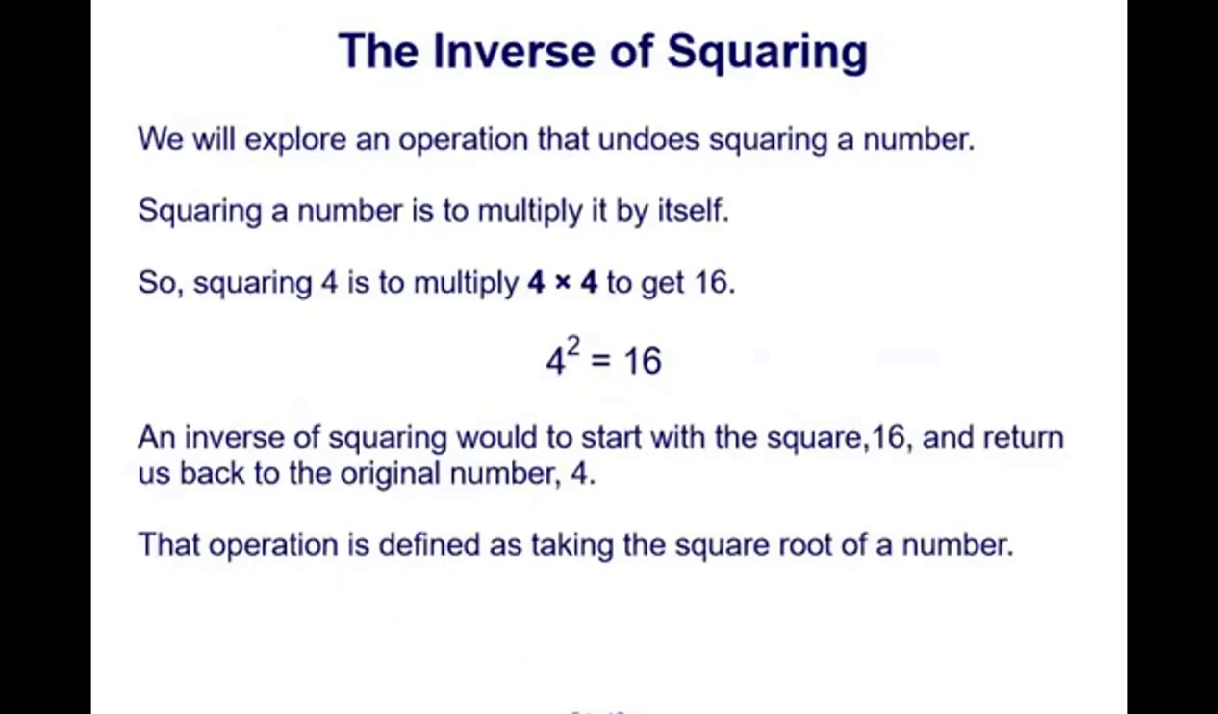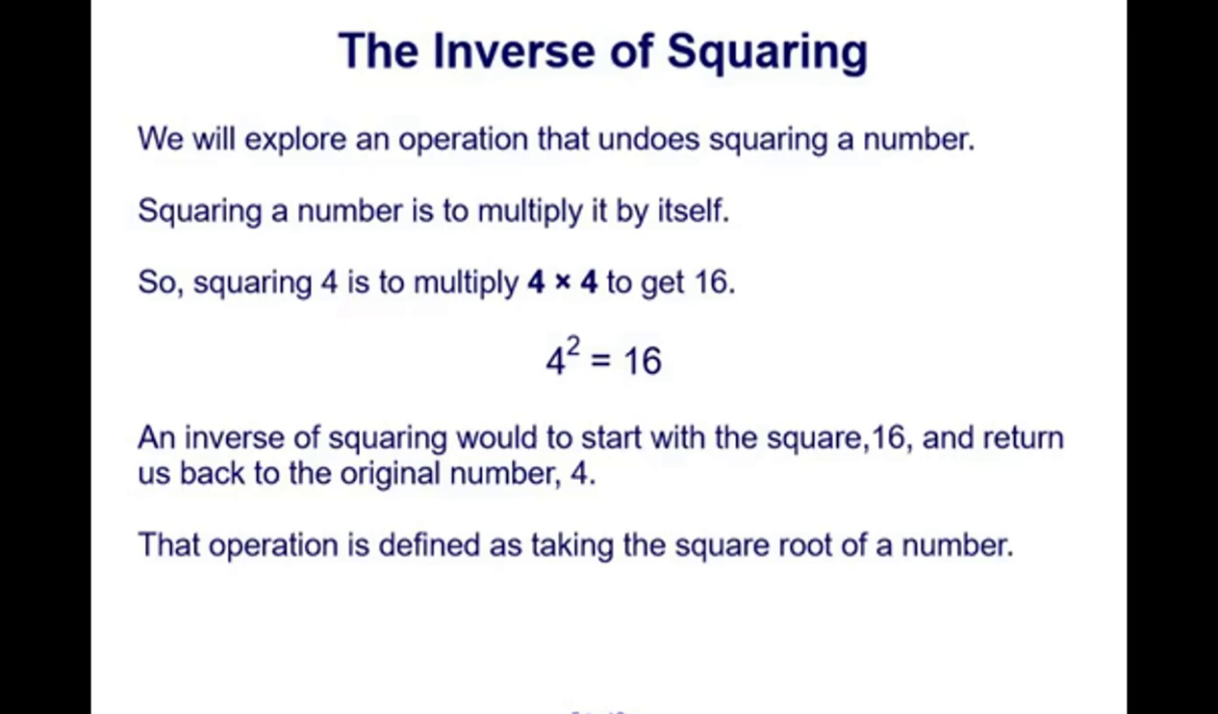We will explore an operation that undoes squaring a number. So just to clarify, squaring a number is to multiply that number by itself. So when we say squaring 4, that is multiplying 4 times 4 to get 16. That's why we can say 4 squared is equal to 16. So an inverse of squaring would start with the square, 16, and then return us back to the original number, 4.